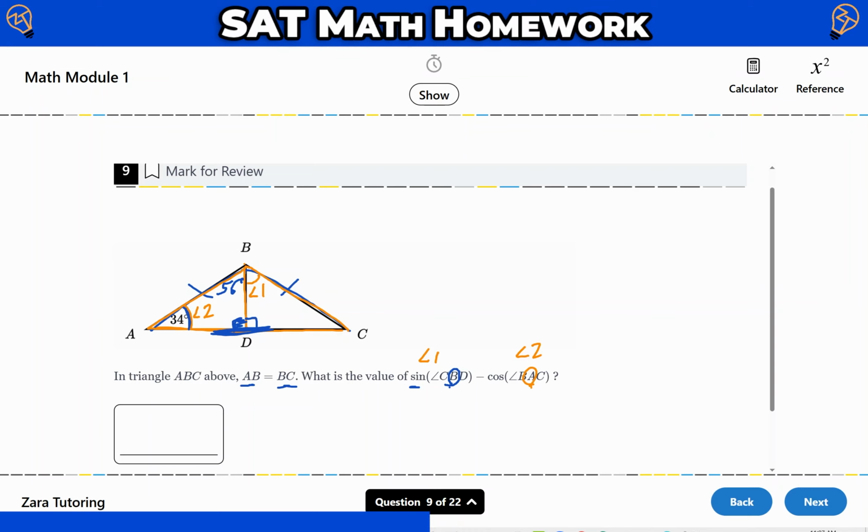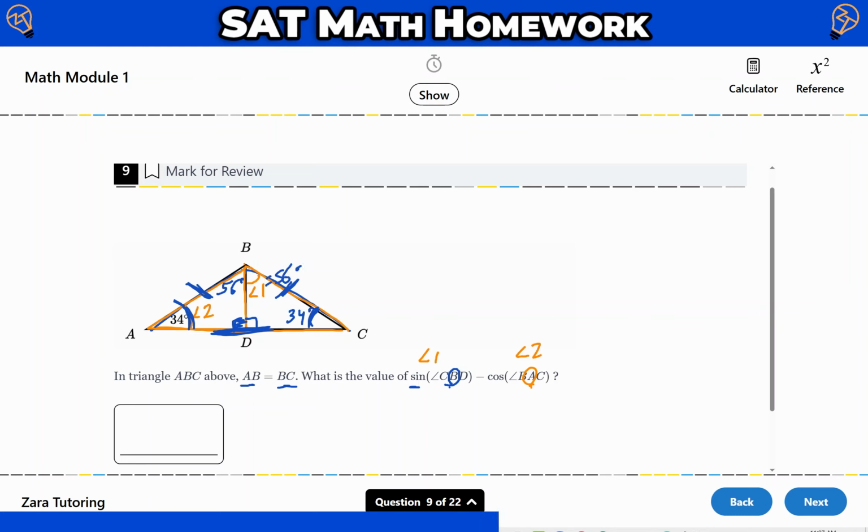Now we also have a concept called base angles theorem. And what it says is for an isosceles triangle, the angles opposite them are congruent, so the angles at the bases. So then this is also 34, and then if we do 90 minus 34, of course, again, we get 56 degrees.